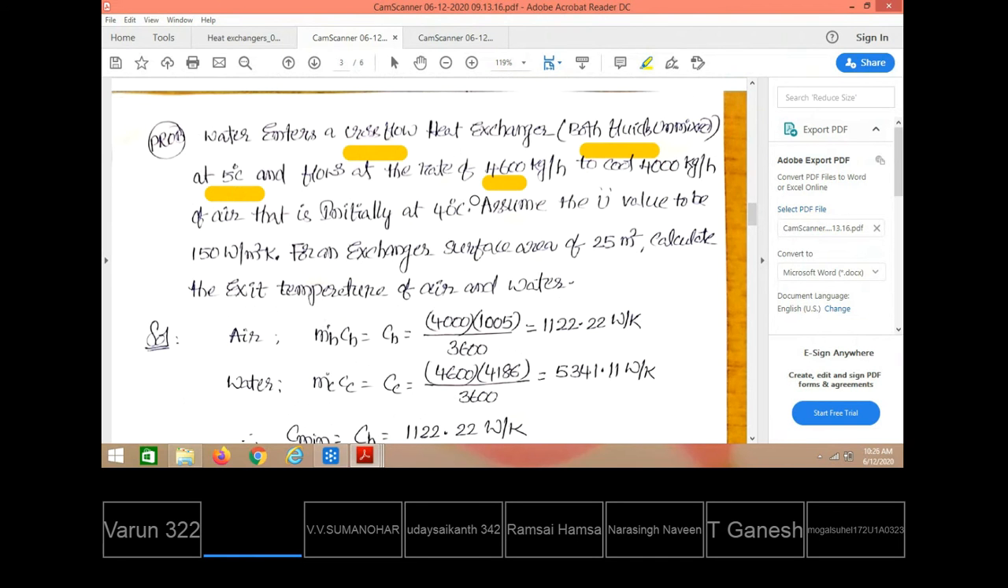Next, water enters at 5 degrees centigrade at this mass flow rate to cool the air. The air mass flow rate is given as 4000 kg per hour. Basically the air is hot, so initially the air is at 40 degrees centigrade, THI is 40. Assuming the U value for the heat exchanger as 150 and the surface area as 25 meters square, calculate the exit temperatures. TC naught and TH naught are asked.